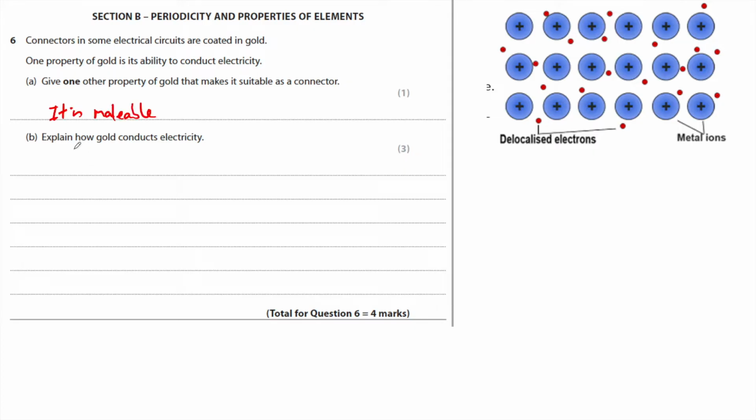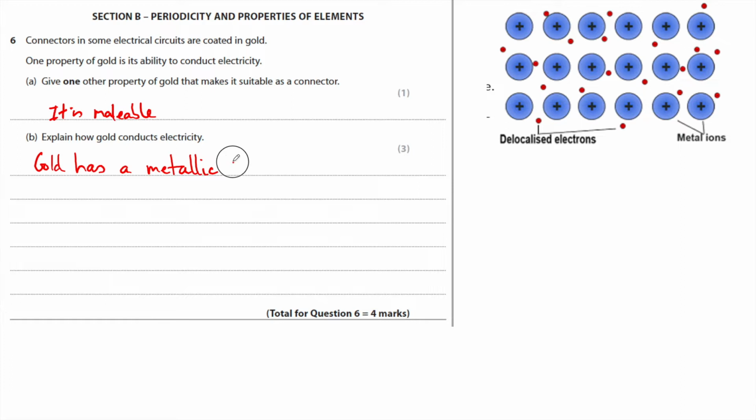So next one says, explain how gold conducts electricity. Well, I've just reminded you here of the structure. So gold has a metallic structure, and the key thing is it has delocalized electrons which are free to move, which carry charge, and the flow of charge is current. So this is how I'd answer this question.